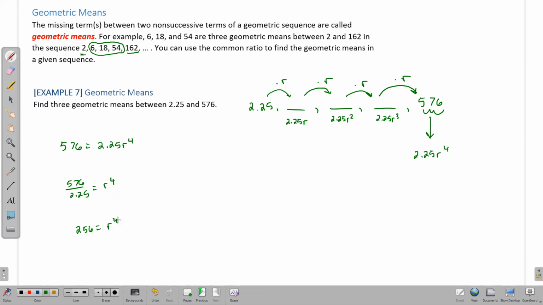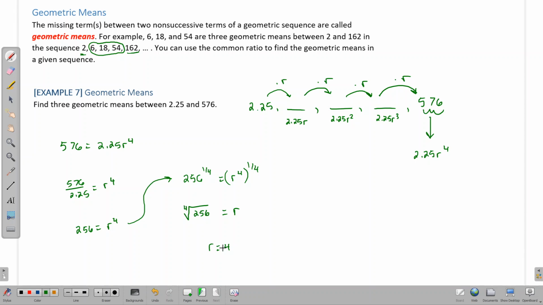Now we have to get rid of that power. So just like we did before, we're going to take a fractional power of both sides. So 256 to the 1/4 is equal to r to the 4th raised to the 1/4, taking a 1/4 power on both sides. In other words, we're taking the 4th root of 256. And then over here, these powers are going to cancel, so you just end up with r there. And that comes out nicely to 4.